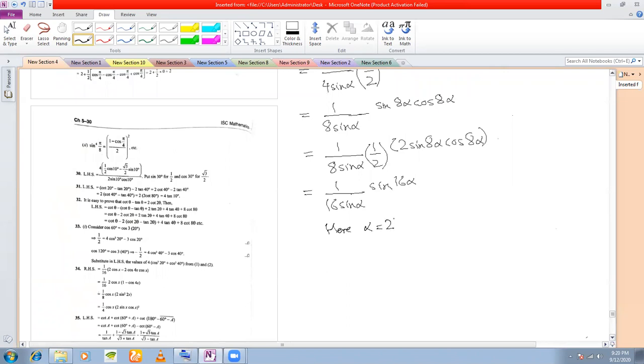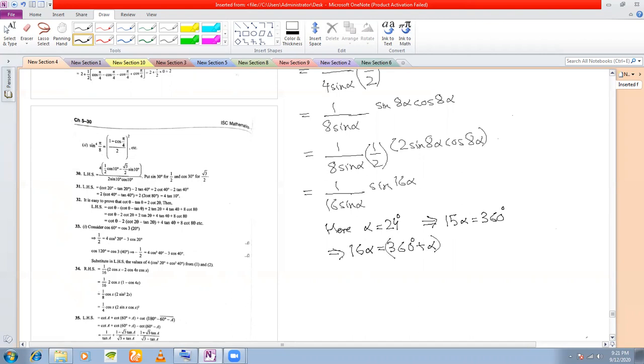alpha is equal to 24 degree. Now 24 into 15 is how much? 24 into 15 is 360. So 15 alpha must be equal to 360. That means what can you write here? 16 alpha is equal to 360 degree plus alpha.